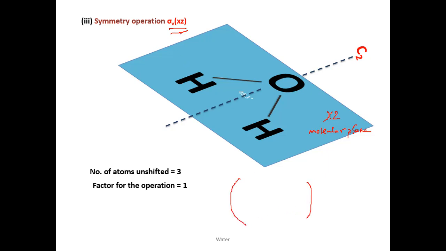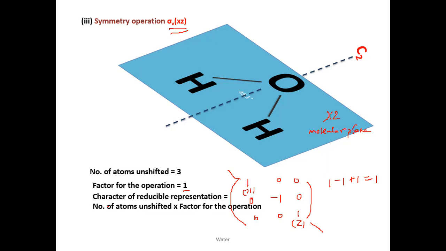Since it is sigma xz, whatever is present in the plane will not change. That means x will not change and z will not change, whereas y will change. So this you will get as -1. The remaining elements are 0. The sum of the diagonal elements is the character, and so it will be 1 minus 1 plus 1, which is equal to 1. That is how you get the factor as 1.